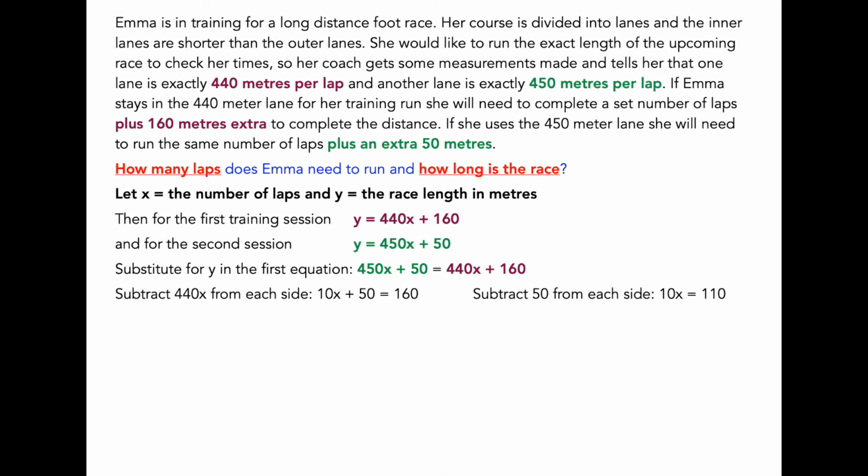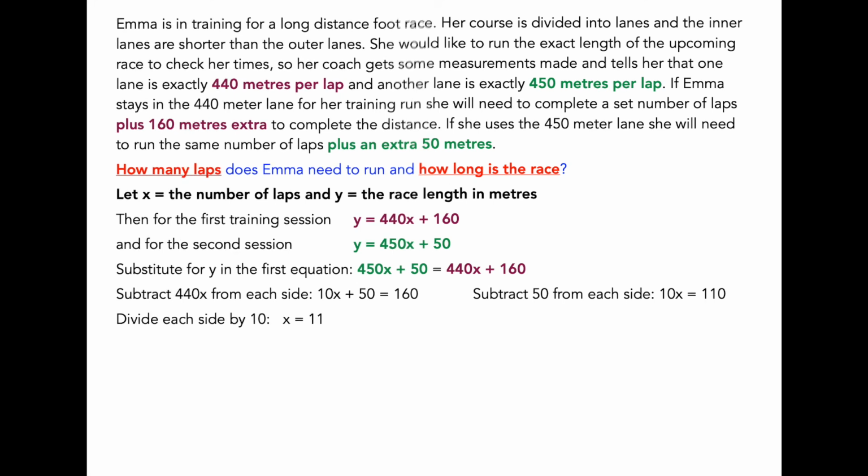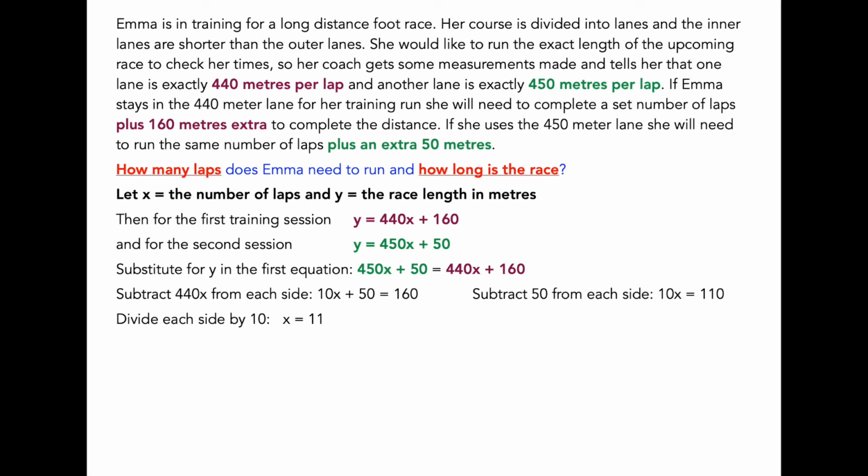And to simplify this equation even more, we'll subtract 50 from each side. So we subtract 50 from the first side, which leaves us with 10x, and 50 from 160 on the other side leaves us with 110. So 10x equals 110. And of course, to arrive at the value of x, we're going to divide each side of that by 10. 10x divided by 10 is x, and 110 divided by 10 is 11. So the value of our first unknown, x, the number of laps, is 11.